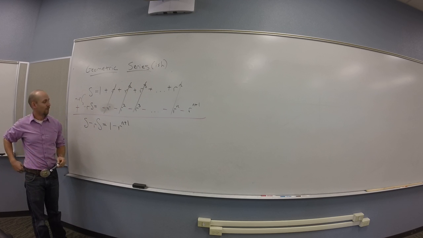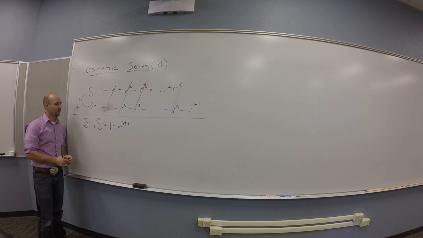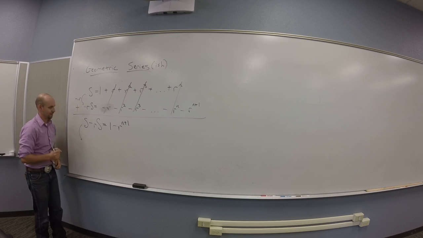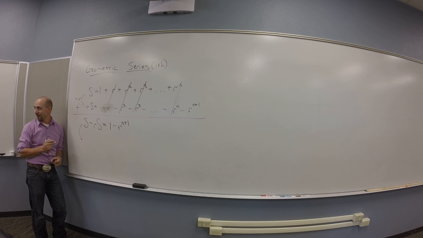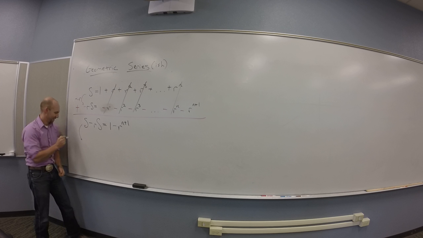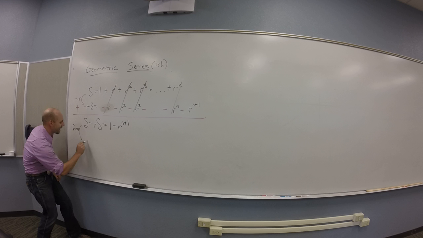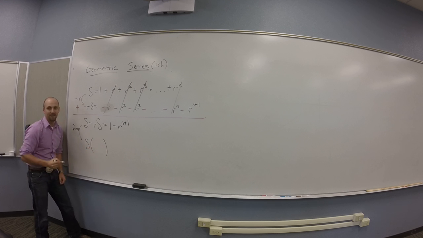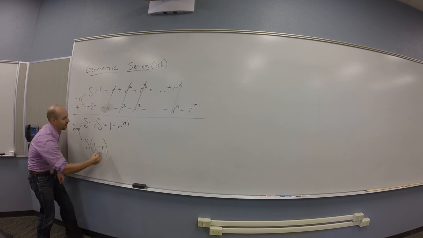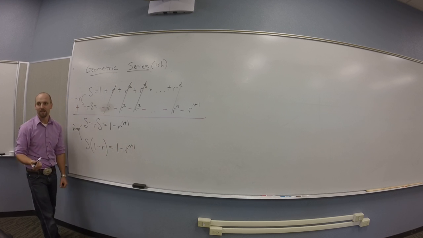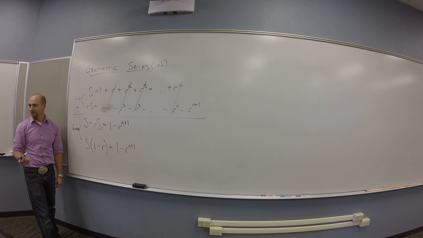Okay, so what have I figured out? What am I looking for here? I want to find s. So let me do a little algebra 2 here. Factor. Right, so if you factor an s out of this thing, what are you left with? 1 minus r. So s times 1 minus r is equal to 1 minus r to the n plus 1. You guys cool with this?